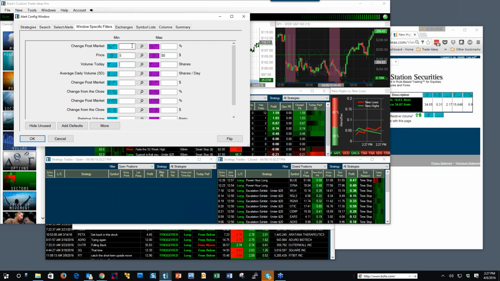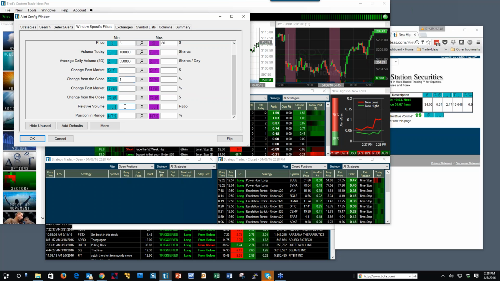My volume today has to be 100,000 shares already occurring. So volume today, this is not my average daily volume. My average daily volume, this stock has to be doing on average 350,000 shares a day. I want to make sure that for this crossing above resistance to be applicable, the stock is up at least 1% for the day. So it's a stock that's up a little bit. Also, I want to make sure that on average, the stock is doing 10% more volume than normal, and that's cumulative through the day. So I'm putting a 1.1 ratio.